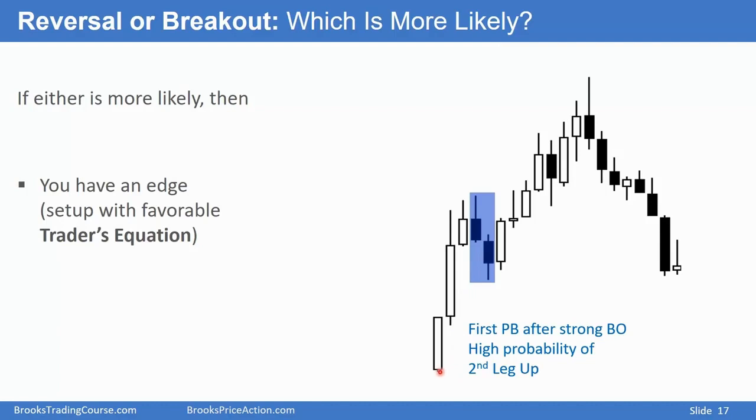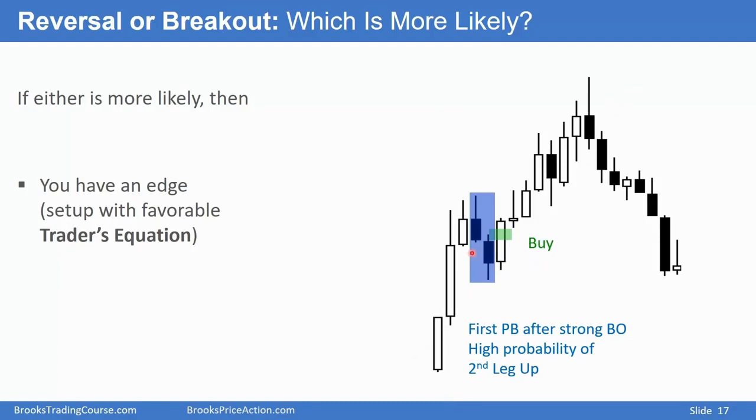Well, the first pullback after a strong bull breakout, high probability there'll be at least a small second leg up. If the breakout's strong enough, there's probably going to be a measured move up, maybe from the open of the first bar of the breakout to the close of the final strong bar of the breakout and measured move up, which is what we got here.